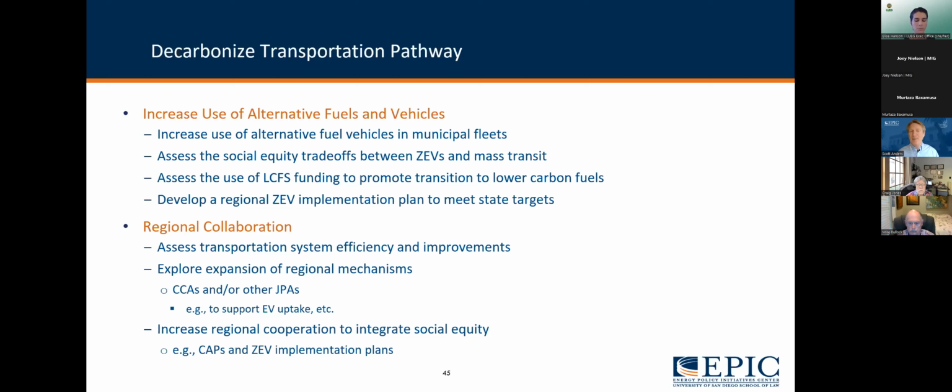We also looked at opportunities for regional collaboration. In the area of transportation, we think there's an opportunity to assess system efficiency and improvements on a regional basis. In other words, if you have traffic signal retiming in one jurisdiction but not in the next jurisdiction, what are the implications of that? If we had a more synchronized system that went beyond local jurisdictions, could that make a difference? We also believe there's an opportunity to explore expanding regional mechanisms like programs through community choice or other JPAs, for example, to support uptake of electric vehicles, and also around social equity, which is a theme you'll hear throughout all of these key takeaways.